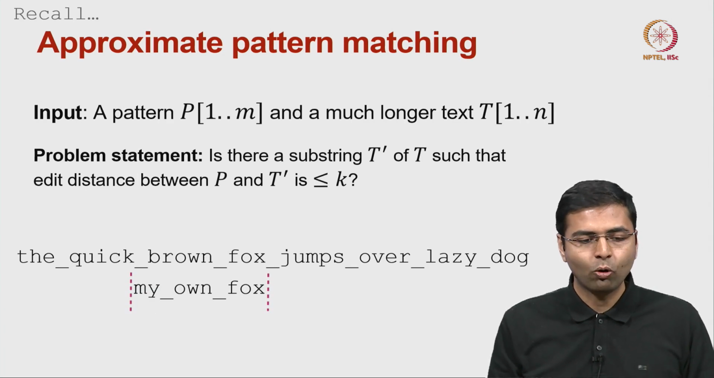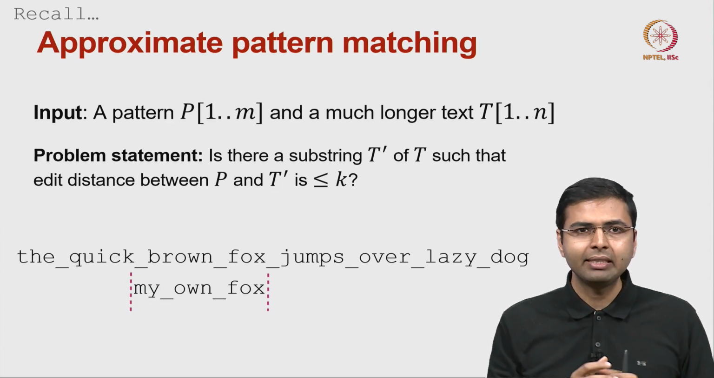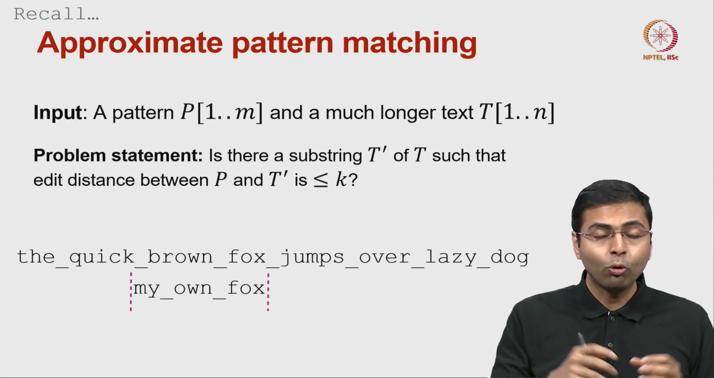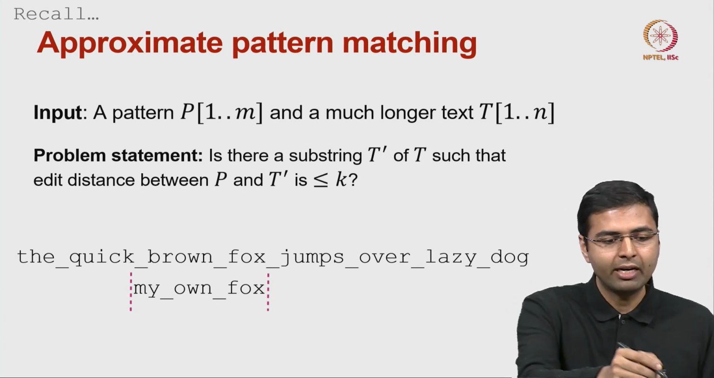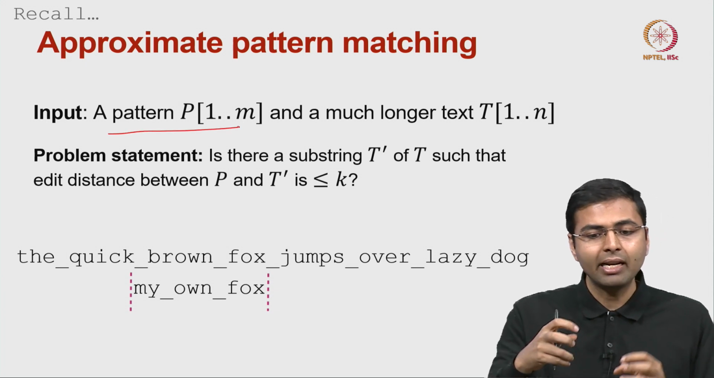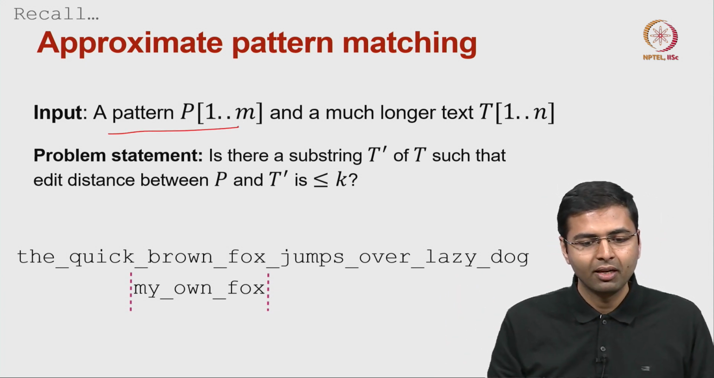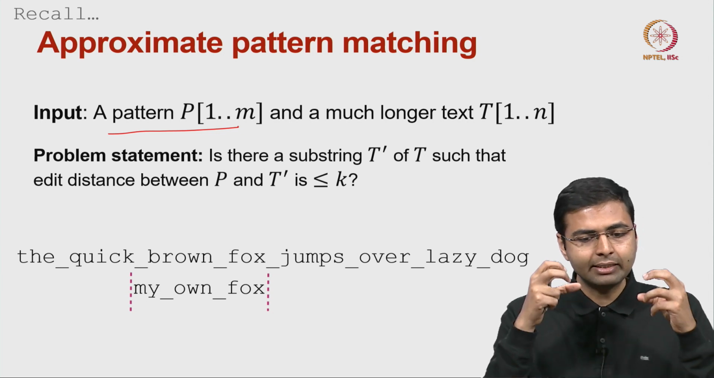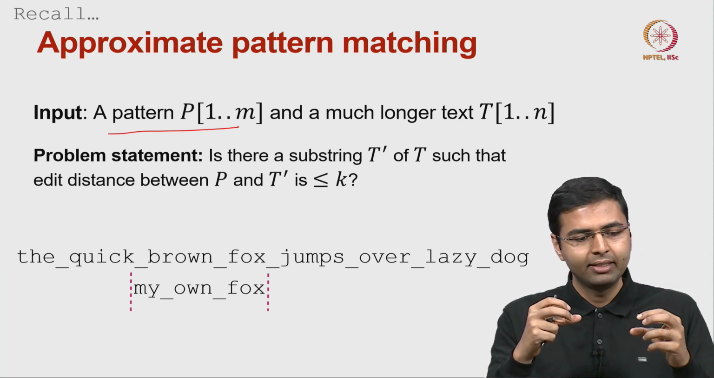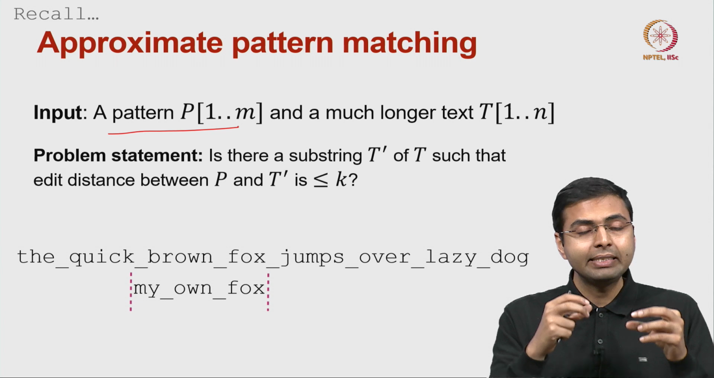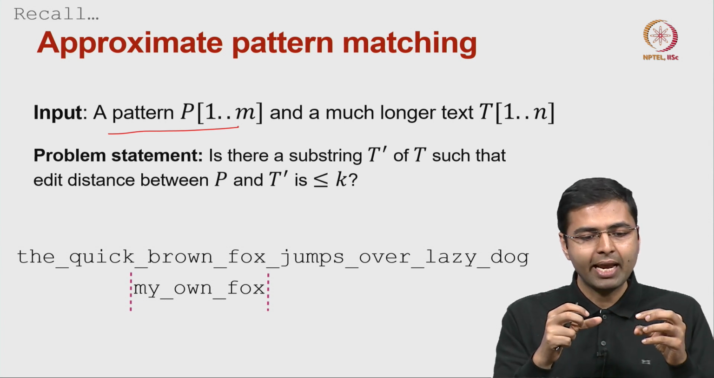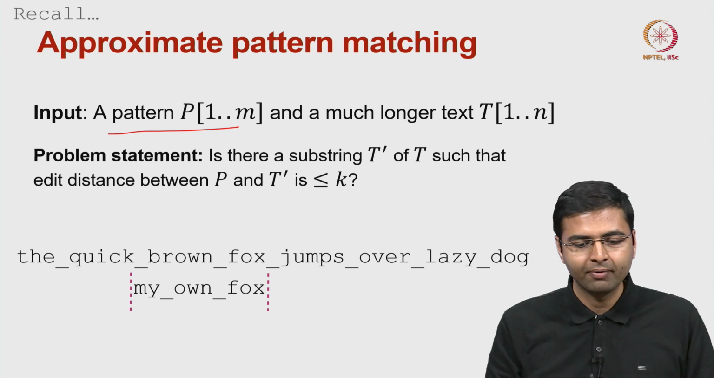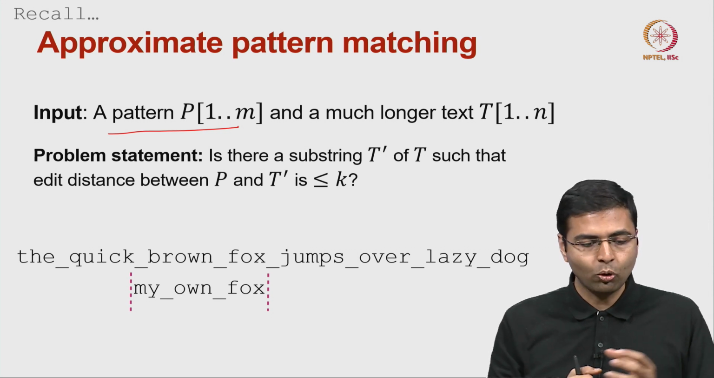So just to recollect the old concept, that is when we were discussing the approximate pattern matching problem in one of the earlier lectures, both inputs were strings. You had a short pattern, and a longer text T. There we had asked the problem statement: is there a substring T' of T such that the edit distance between P and T' is less than or equal to k. An example is shown below.